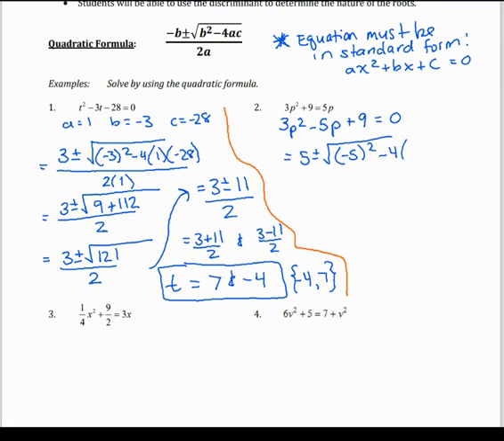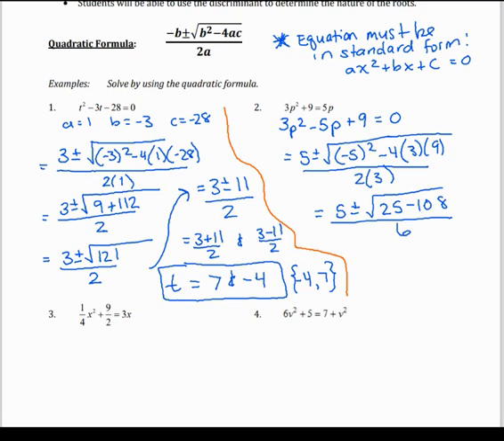minus 4ac. Negative b plus or minus the square root of b squared minus 4ac all over 2a. And we will continue to simplify. 5 squared is 25, and 12 times 9 is 108. So we'll have minus 108 all over 6. Continue. This gives us 5 plus or minus the square root of 25 minus 108, which is the square root of -83, all over 6.